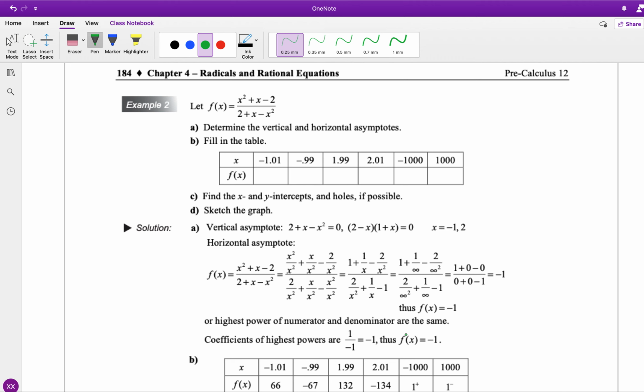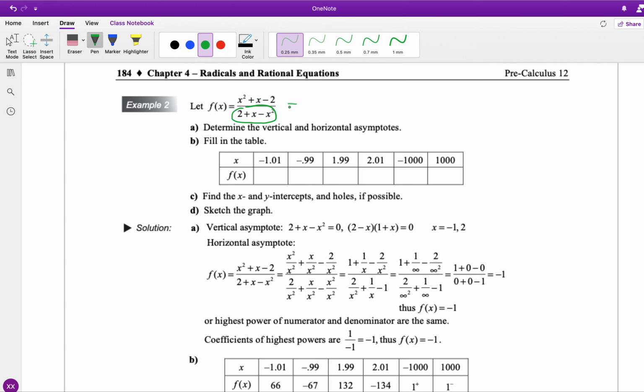All right. In this video, I would just like to demonstrate a couple more examples in terms of how to graph rational functions. Now take a look at example 2. In our example 1, the denominator is just a linear function, but here both the numerator and the denominator are quadratic functions.